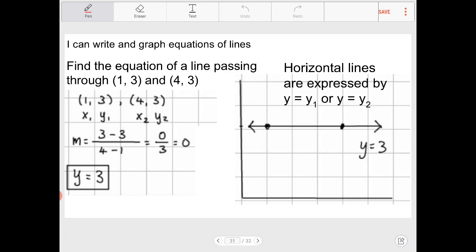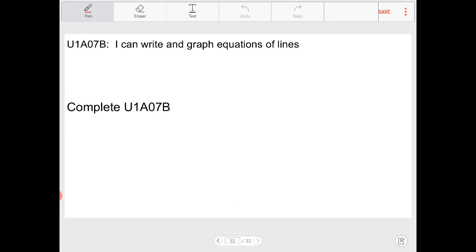So in summary, whenever we're writing the equation of a horizontal line, it is expressed as y equal to the y-coordinate of the first point or the y-coordinate of the second point. In either case it's the same thing, because y1 and y2 are the same. And that's it.